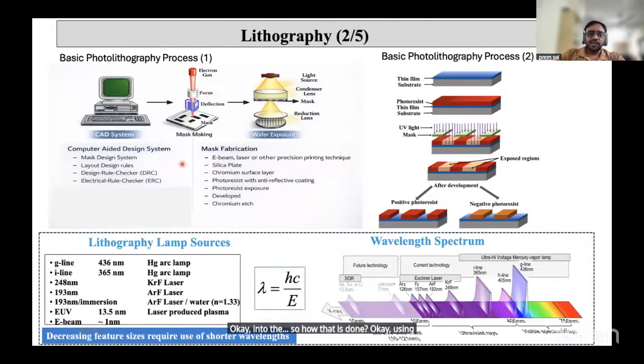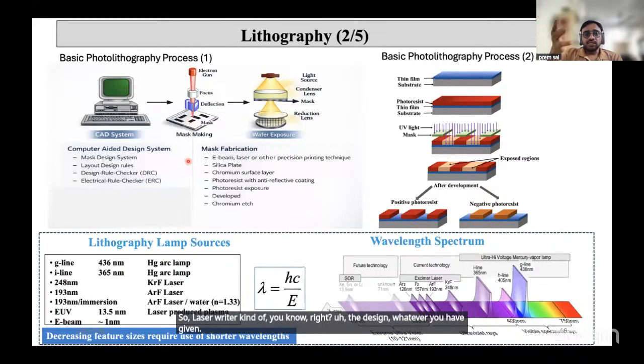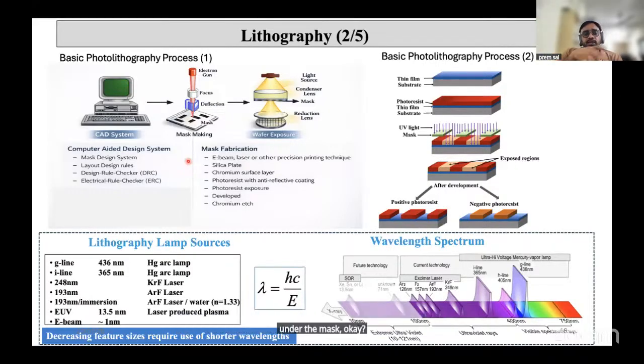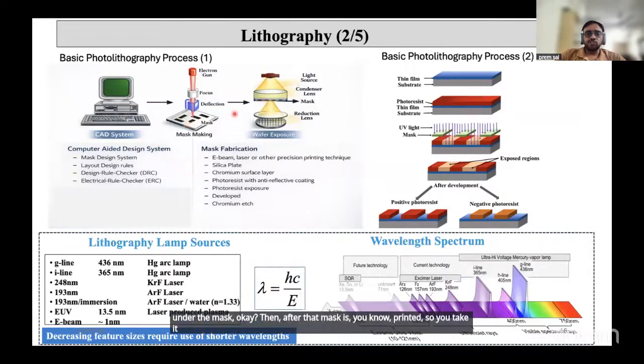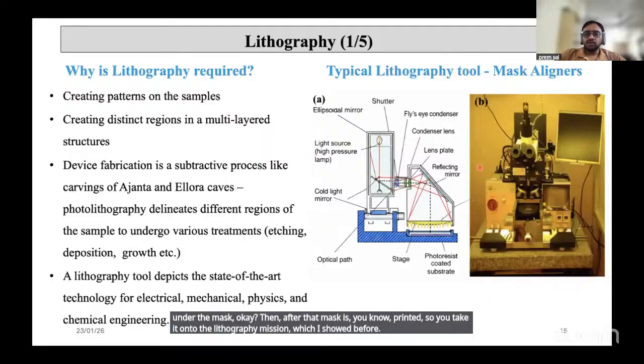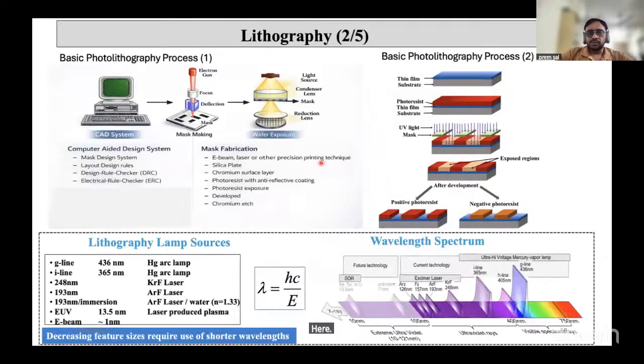Using this mask writing machine. A lot of people use a laser writer, so here we use something called a laser writer. The laser writer writes the design, whatever you have given, onto the mask. Then after the mask is printed, you take it onto the lithography machine, which I showed before here. So I just want to explain the typical process, how it will be.